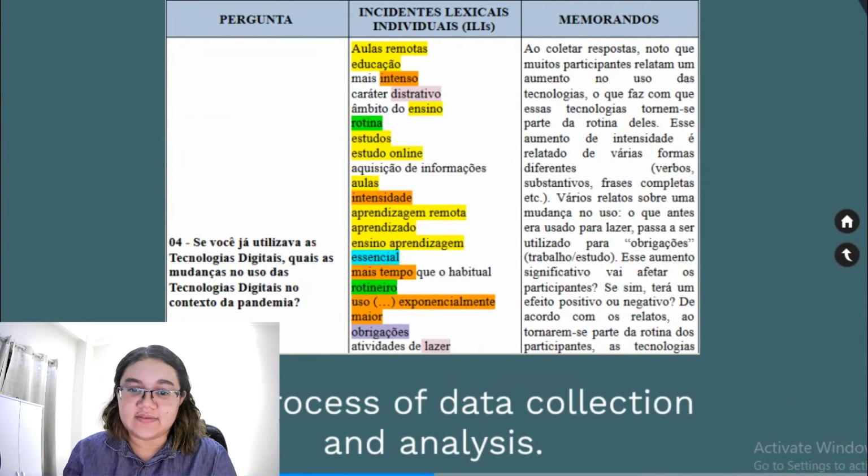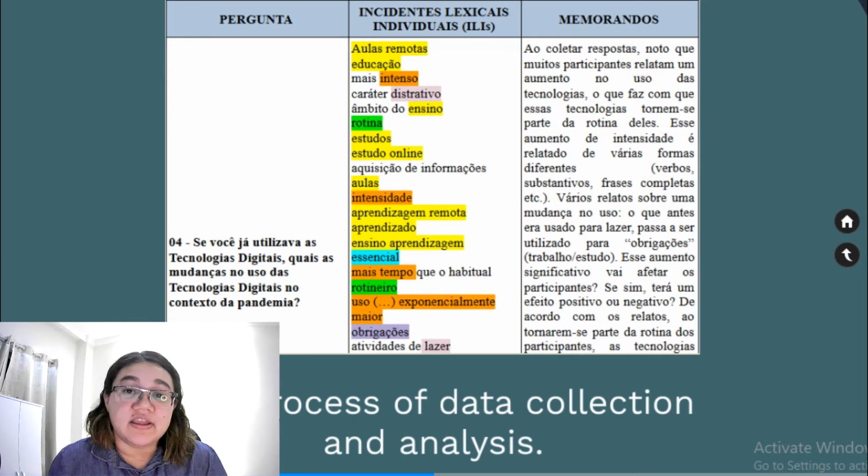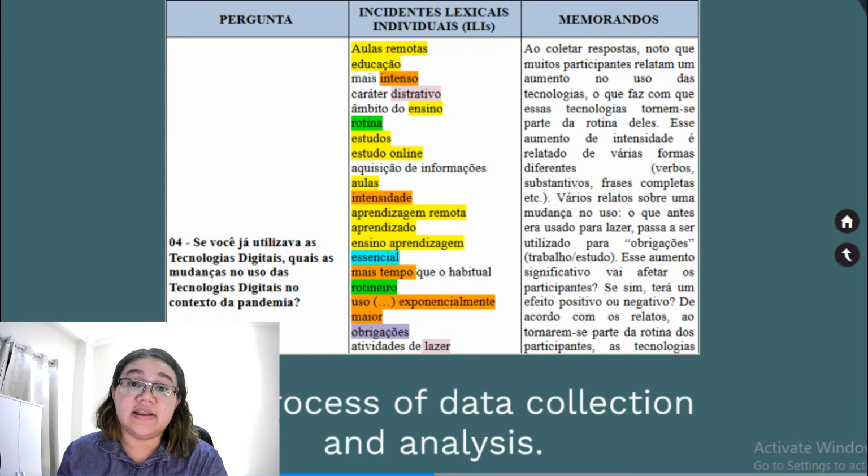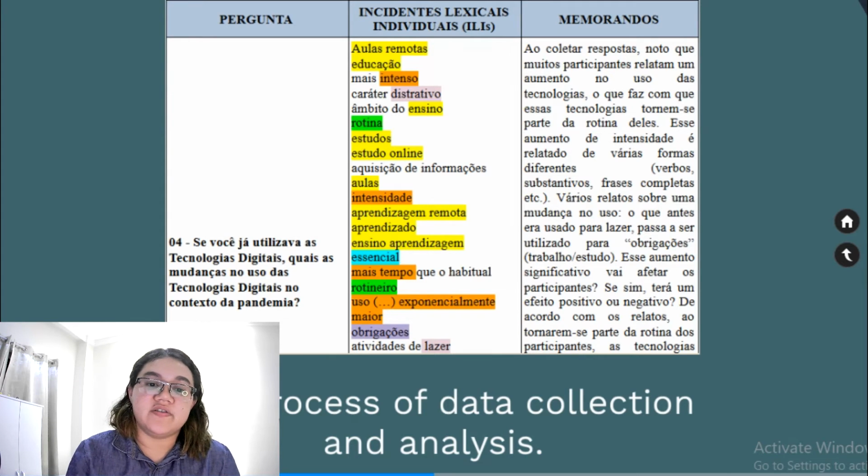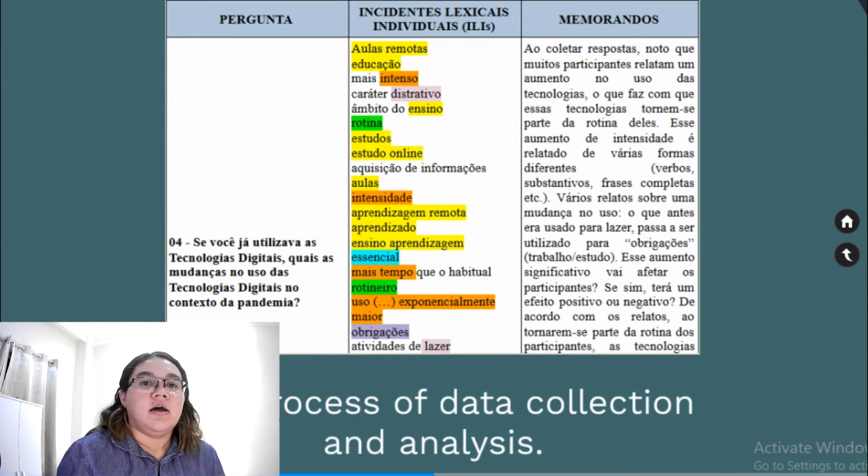Here in this picture, we can see a part of the table that we have created to organize the data that we have collected. We have one column for the question that we asked in questionnaire 1, and we have one column for the individual lexical incidents. The individual lexical incidents are words that refer to the phenomena related to our research goals. For instance, here in this table, the words highlighted in yellow are all related to the phenomenon education, and the words highlighted in orange are related to the phenomenon intensity.